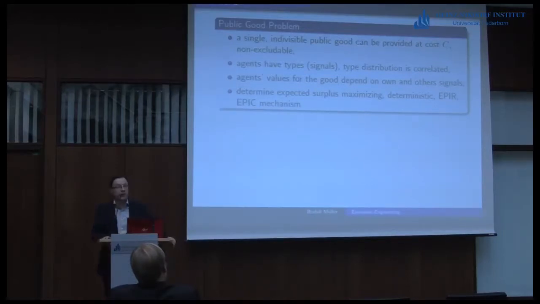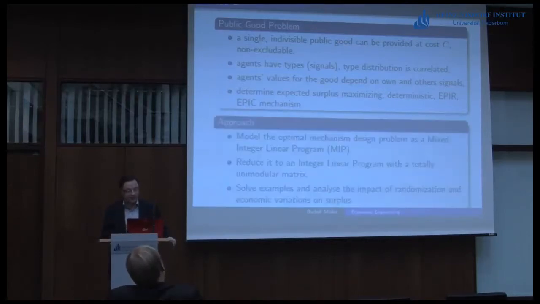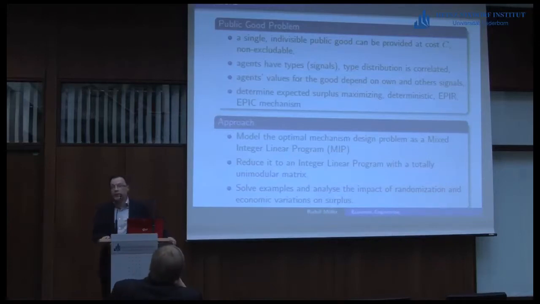What we want to do, and what we solved in the paper, is we determine the expected surplus maximizing deterministic ex-post individually rational, ex-post incentive compatible mechanism. I'll give you the definition of EPIR and EPIC in a minute. And what we do is, we actually use integer linear programming for that. For those who are interested in complexity and algorithms, it's not going to be extremely efficient, what we're doing. We're going to criticize it later. But in principle, it works.